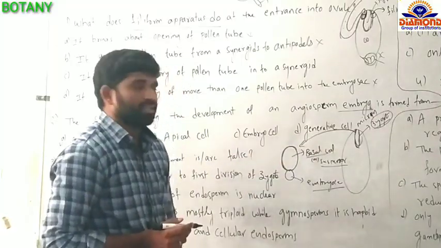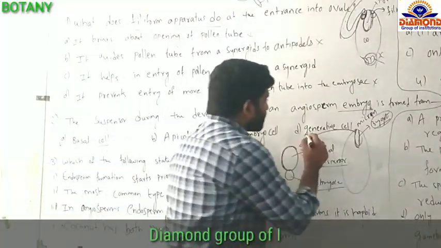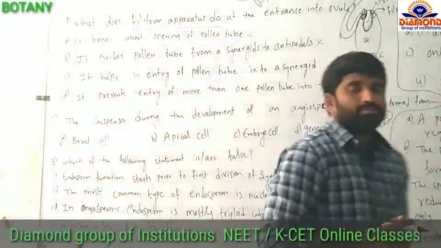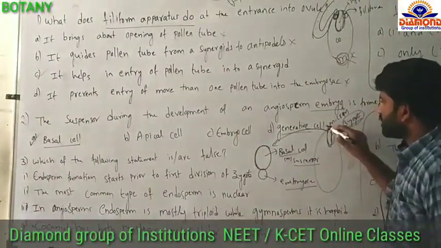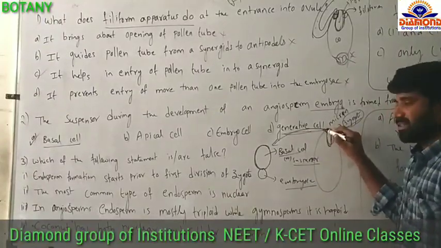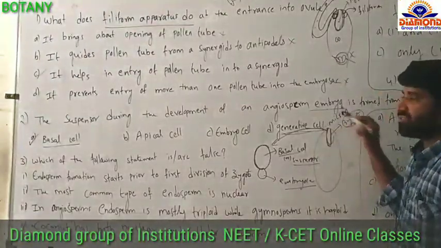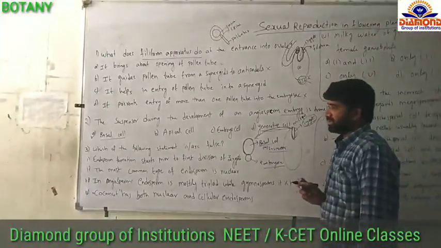And coming to the generative cell, we have seen it in a pollen grain. The pollen grain has two cell structures: one is called the vegetative cell, and the other is called the generative cell. The generative cell gives rise to the two male gametes.